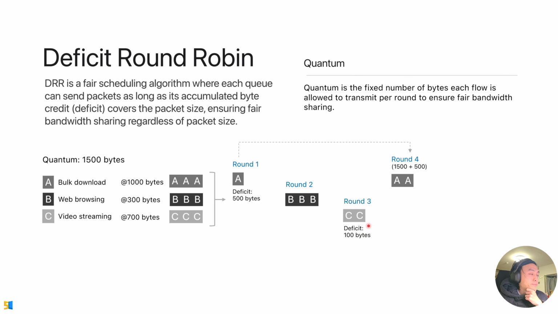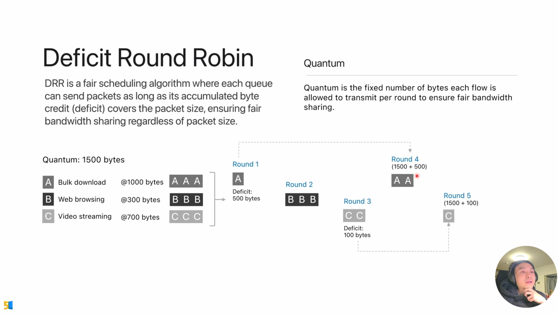Round 4, now it's A's turn again, right? So now in the next round, it has 1500 bytes plus the deficit bytes from the first round. So now it has 2000 bytes. So it can process 2 packets in the same round.